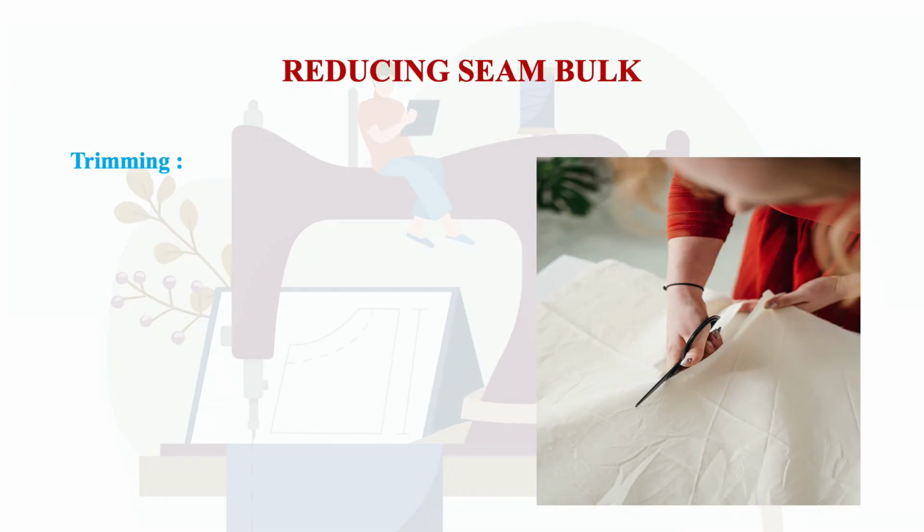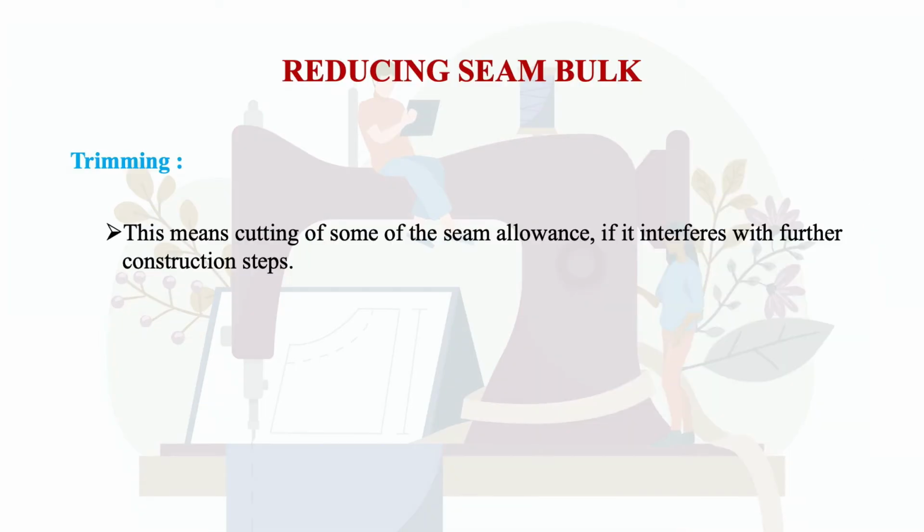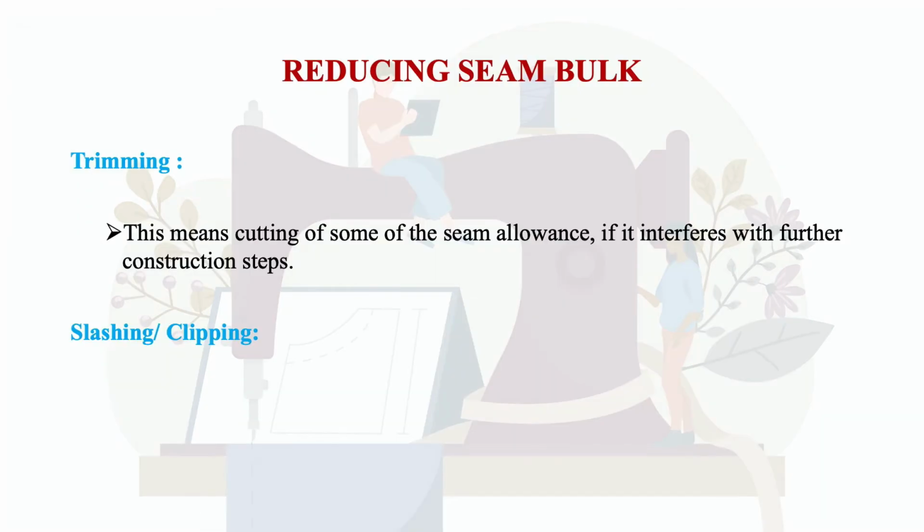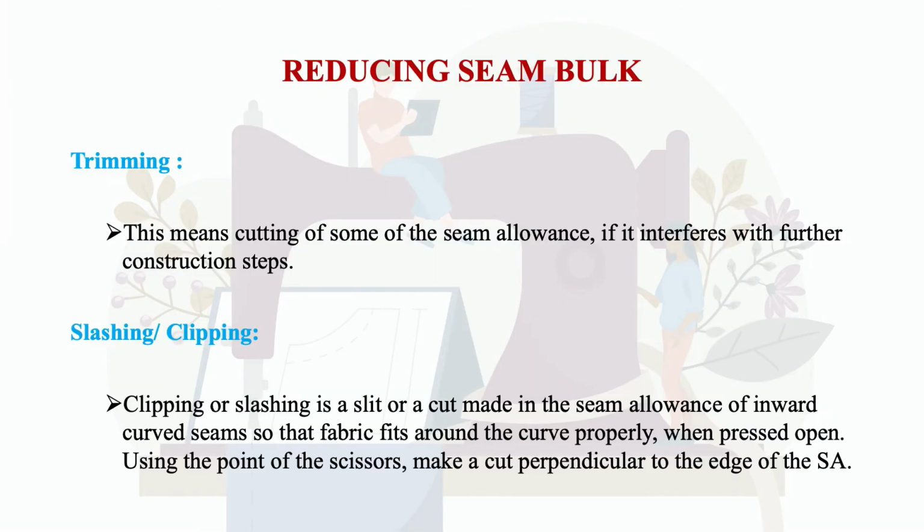First is trimming. This means cutting off some of the seam allowance which we have provided on the garment or the pattern. If it interferes with the construction step we have to follow, we reduce that seam bulk, and the process we follow is called trimming. In that process, the first technique is slashing or clipping. Slashing or clipping is a slit or a cut which we make on the seam allowance.